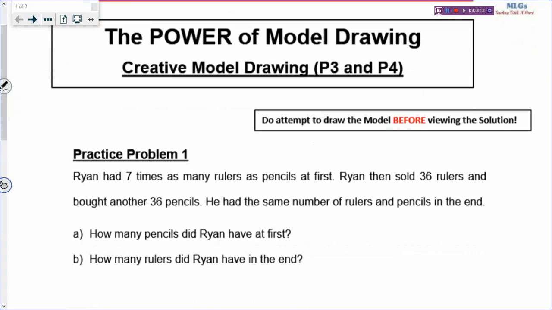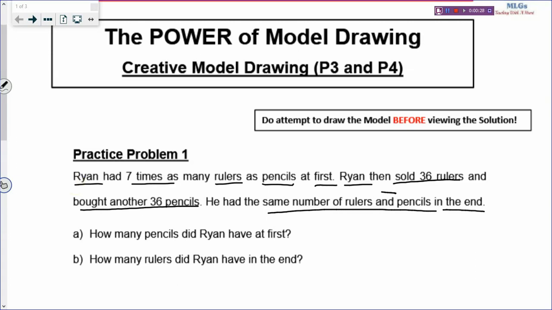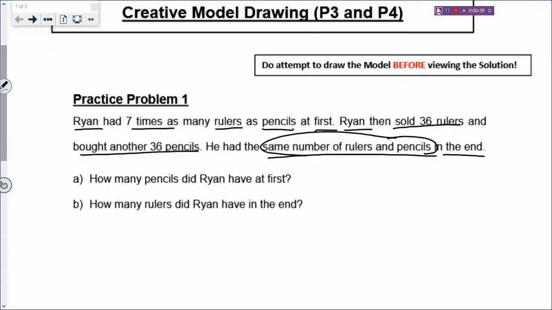So Ryan had 7 times as many rulers as pencils at first. Ryan then sold 36 rulers and bought another 36 pencils. He had the same number of rulers and pencils in the end. Now there's something important over here, which is the same number of pencils and rulers. When you see the same number, you have something called the equal concept. So when you draw the model, you will need a dotted line to show the equal concept. Later you will see how to draw the dotted line.